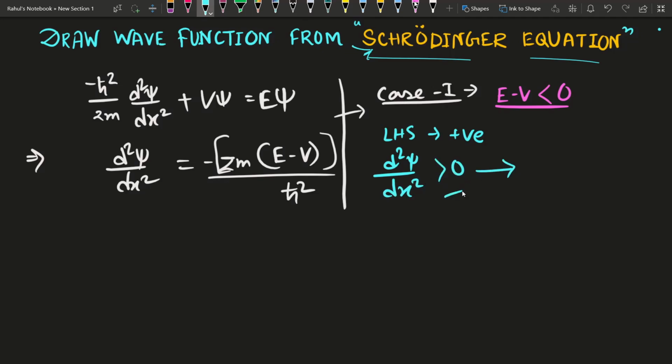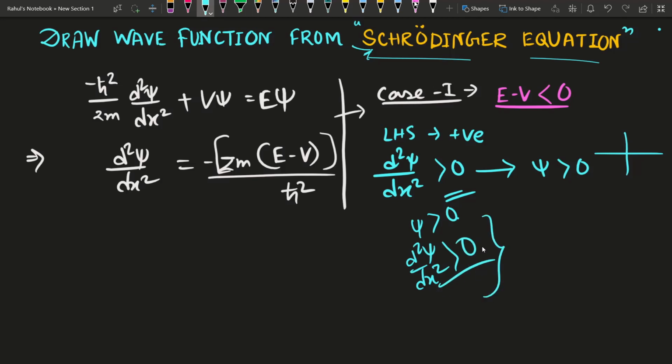Now what does this denote? Whenever psi is greater than 0, the form of the psi when we draw it must have a minima, as psi is greater than 0 and the double derivative is greater than 0. Using the concept of maxima and minima from mathematics, you can say that psi will have a minima in this region.